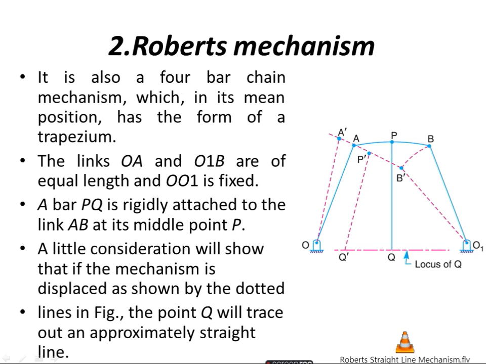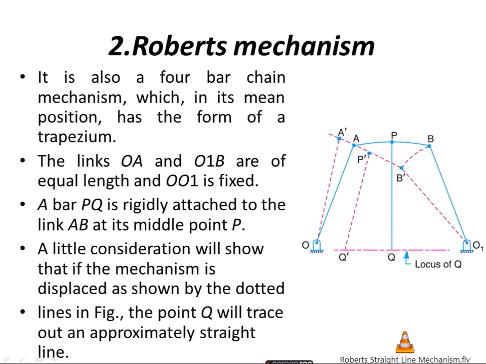Okay, and a bar PQ, here this is the bar PQ, center one. This PQ is rigidly attached to the link AB. This link is attached to link AB. Okay, and what will happen here in this case? The bar in this, if it is attached to this link, what will happen? So this is at the middle.